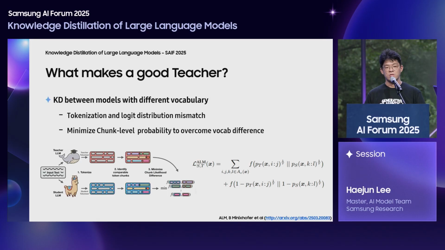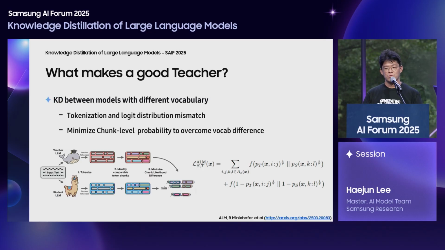This is when the vocabulary between models is different. This is about cross-vocabulary distillation. When the vocabulary is different, the text is tokenized differently and the sequences might be different, so logit-level matching would be impossible. The sequence is different and the probability distributions are different, so they cannot be matched.